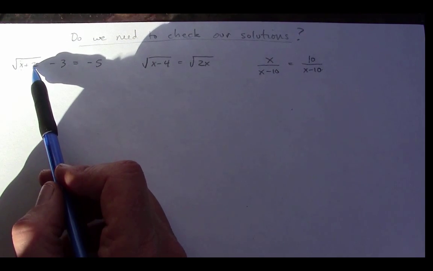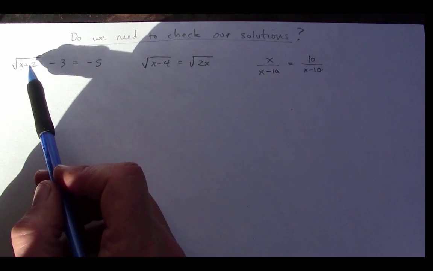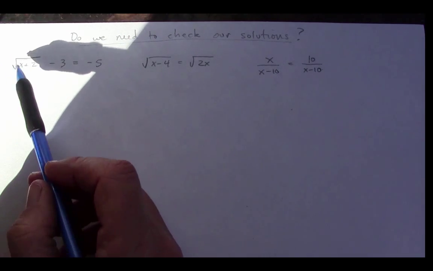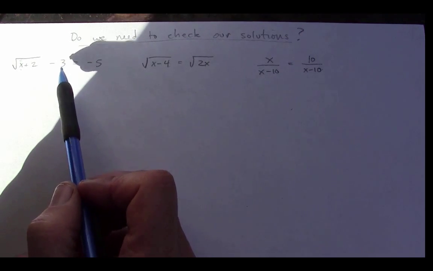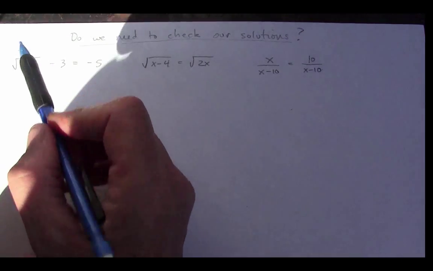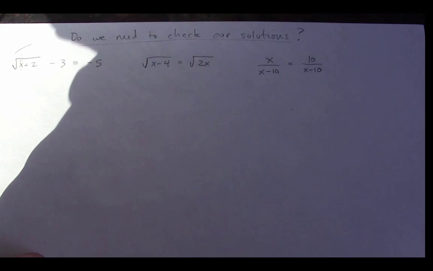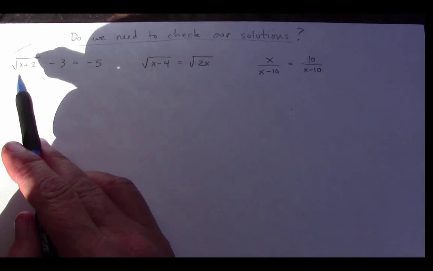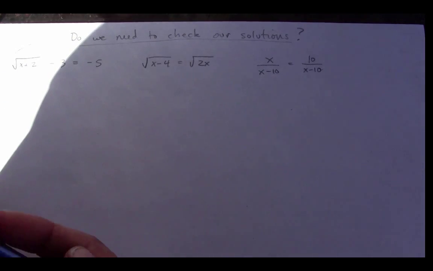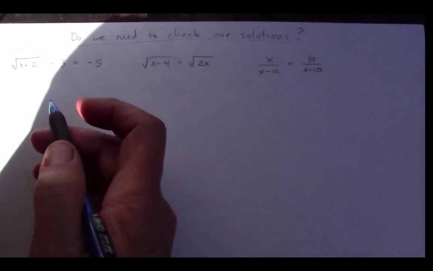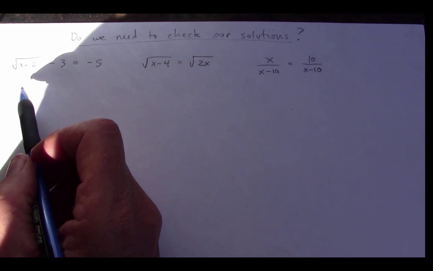The first thing I do is add 2, then it becomes 16. The next thing I do is take the square root, then it becomes 4, and the last thing I do is subtract 3. 4 minus 3 is 1, 1 is not equal to minus 5, so that was a bad guess. I don't suggest solving this equation by guessing and checking, although if you actually see something that might work, then that's always a good thing to do.